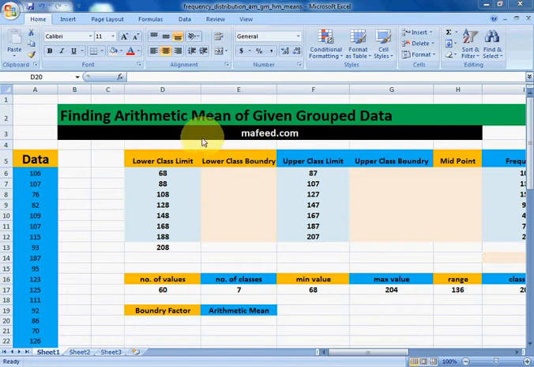I am Muhammad Khalik and we will learn how to find arithmetic mean of given group data.